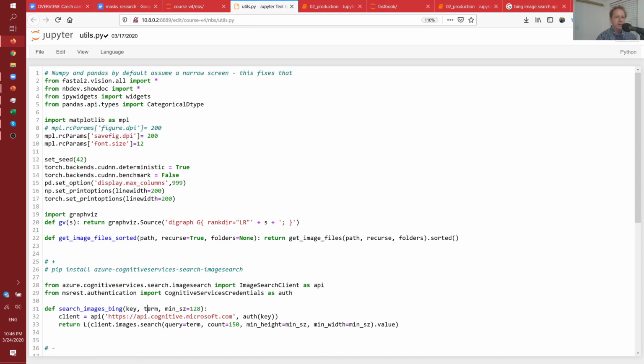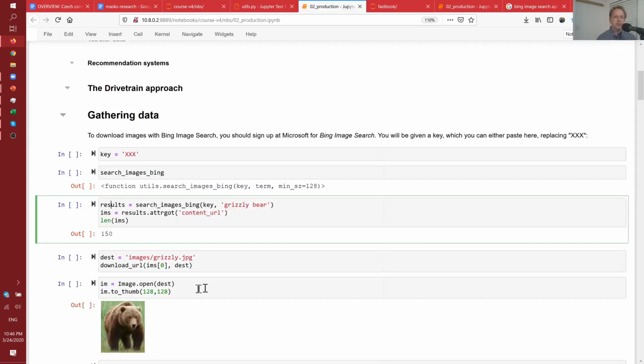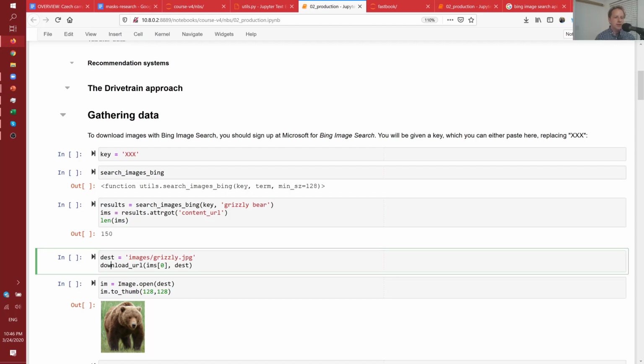As you can see, for using this particular service, you have to install a particular package. So we show you how to do that on the site as well. Once you've done so, you'll be able to run this, and that will return by default, I think, 150 URLs. Okay, so fastai comes with a download_url function, so let's just download one of those images just to check and open it up. What I did was I searched for grizzly bear, and here I have a grizzly bear.